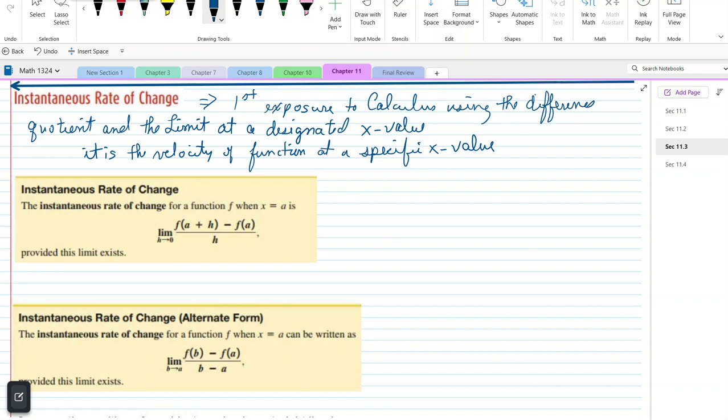Is it going up? Is it going down? Is it moving fast? Is it moving small? If it's a fraction, it's moving small. So let's look at the formula and how we're going to deal with it. The instantaneous rate of change of a function f when x equals some given value is the limit as h approaches 0. H here is the very small change.